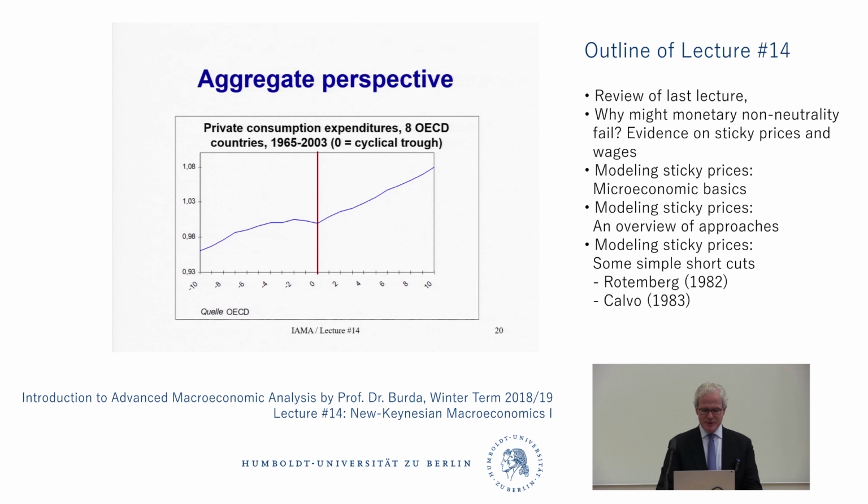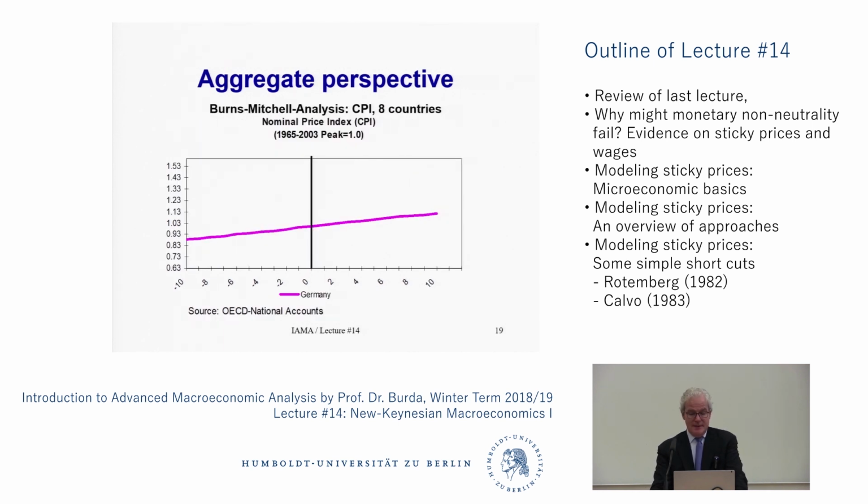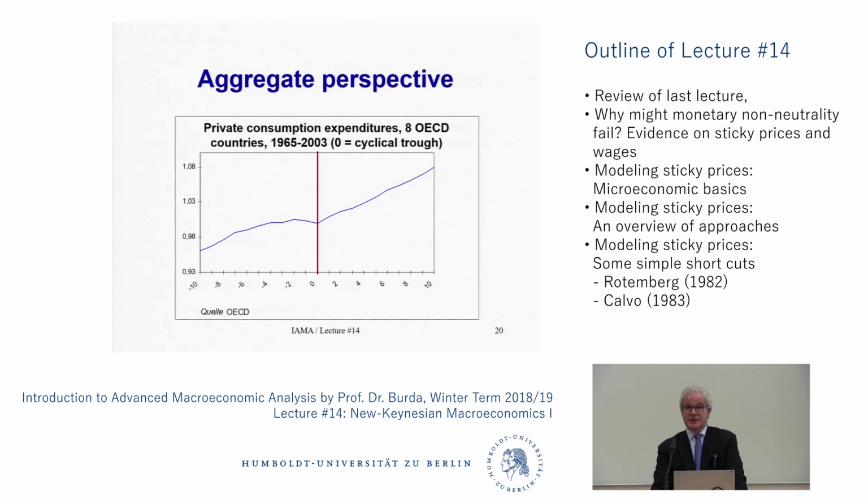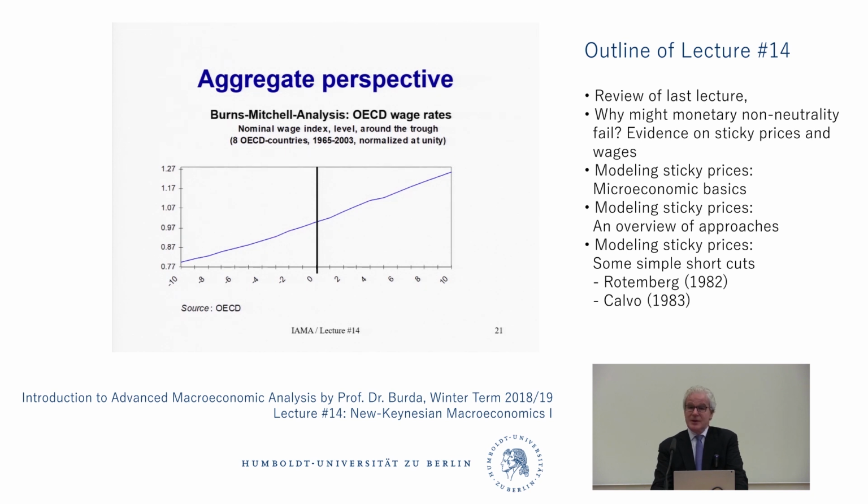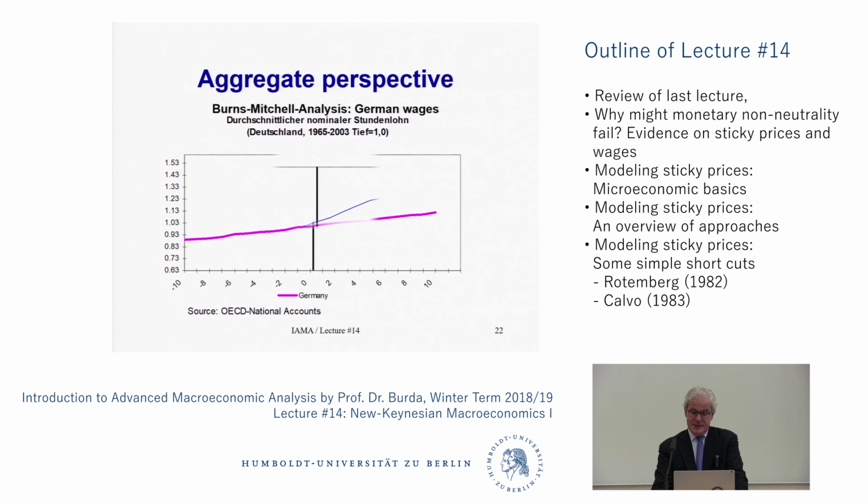Compare that with consumption, which is obviously much more cyclical. So again, it was just for comparison purposes. This is the raw price index over time and over these countries across the cycle. And here's consumption. So you see consumption really is pro-cyclical. Wages, no, not so much. Okay. Again, and this is Germany.